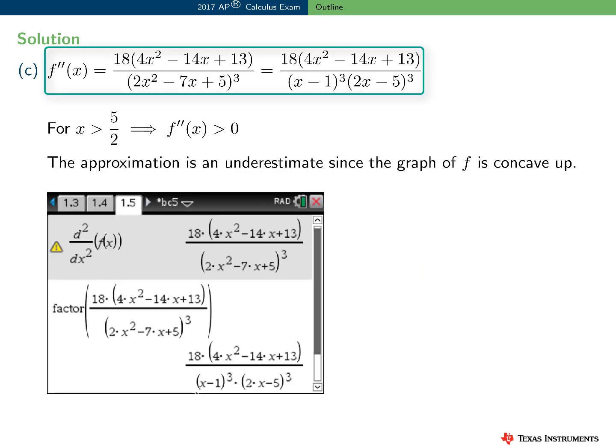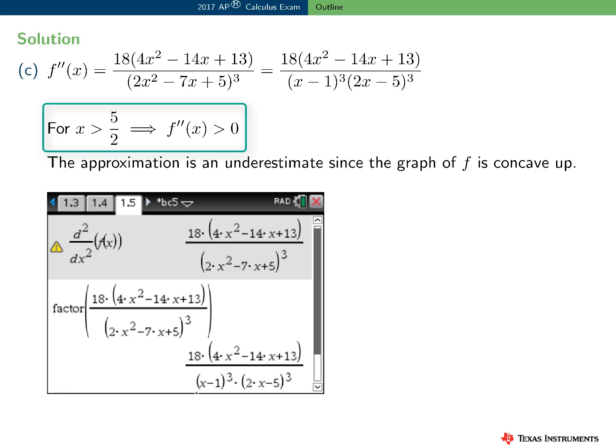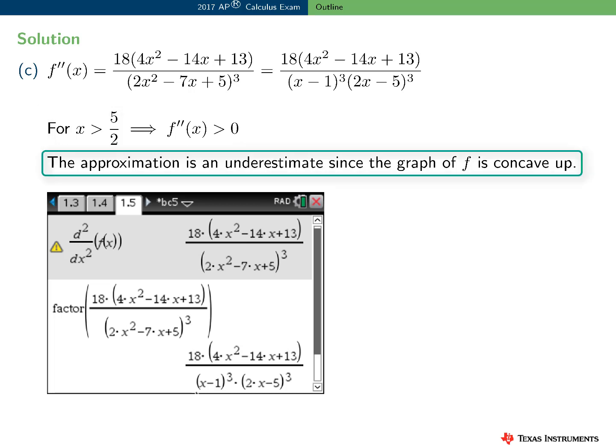To determine whether the approximation is an underestimate or an overestimate, consider the concavity of the graph of f, and therefore the second derivative. Now, it might take a little thought, but each term in this expression is positive for x greater than 5/2. So, f double prime of x is greater than 0 for x greater than 5/2, and therefore the graph of f is concave up for x greater than 5/2. And so finally, the approximation is an underestimate.